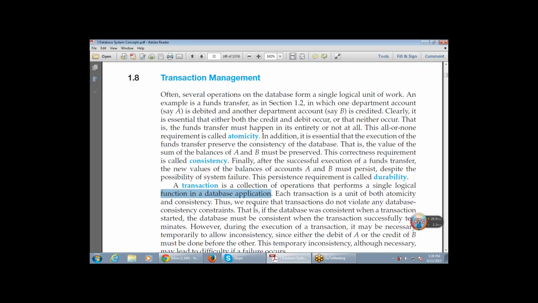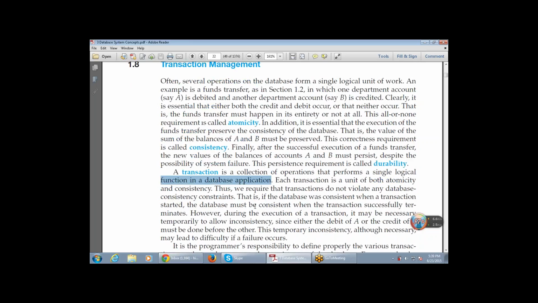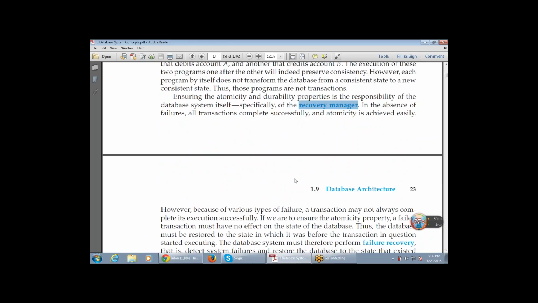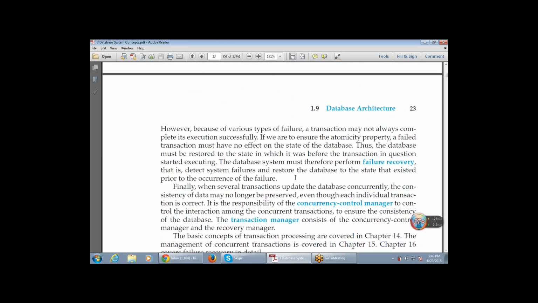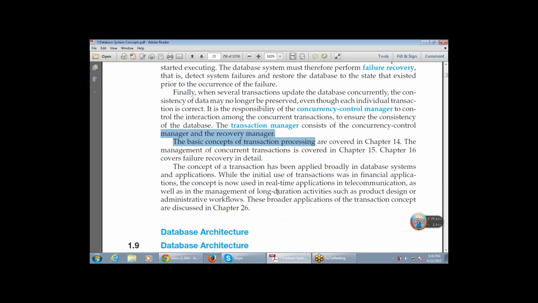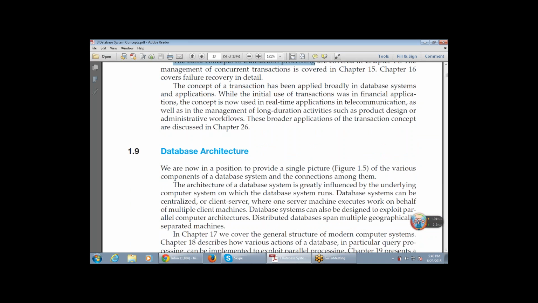Each transaction is a unit of both atomicity and consistency. So a transaction is a collection of operations that performs a logical function, and each transaction is a combination of both atomicity and consistency. There is also a recovery manager that recovers if a failure occurs. All the transactions are completely recovered by the recovery manager. The transaction manager consists of the concurrency control manager and the recovery manager. This is what we are going to discuss in the next chapters.